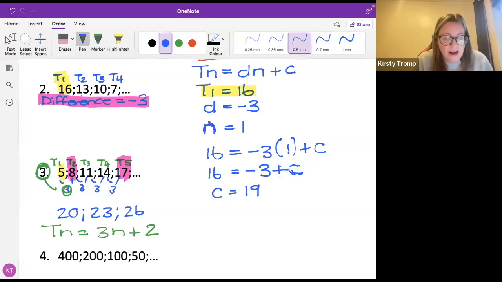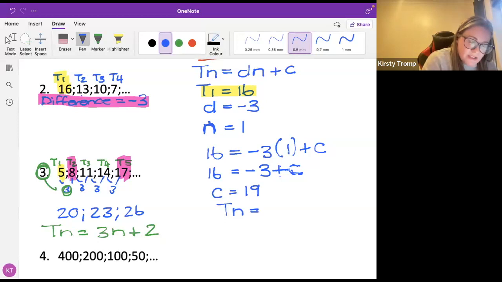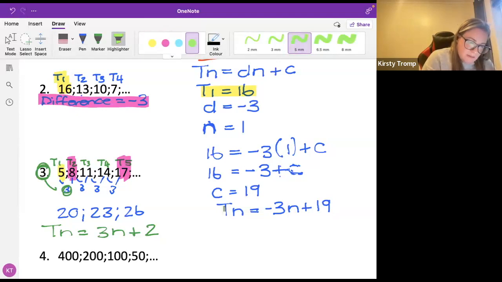Won't I say 19 minus 3? Doesn't that equal 16? Do you agree? Yes, ma'am. Okay, so now can I say this? So Tn equals, what was D equal to again? D was negative 3. Remember, D was equal to negative 3, hey? Yes, ma'am. Okay, I'm going to leave n where he is. What was C equal to? Amo, what did we just work C equal to? 19, hey? 19. Okay, so this is going to be my equation now, Amo.